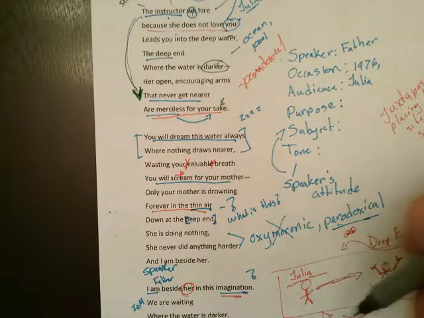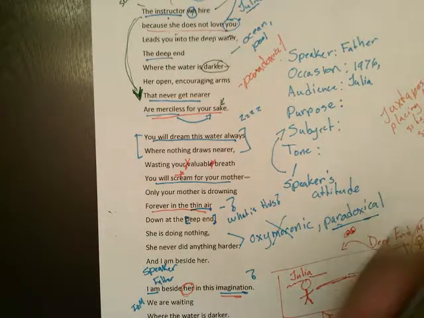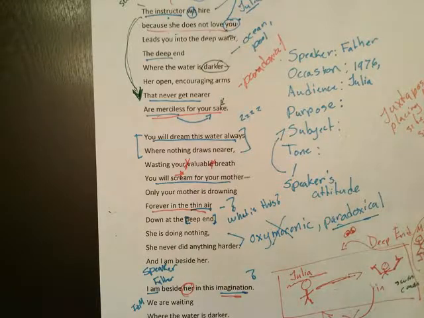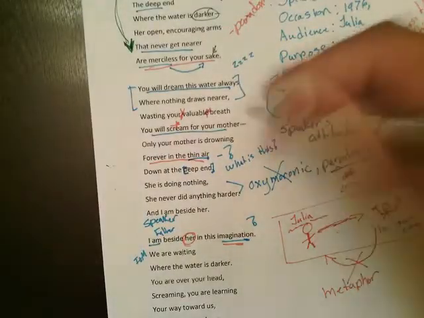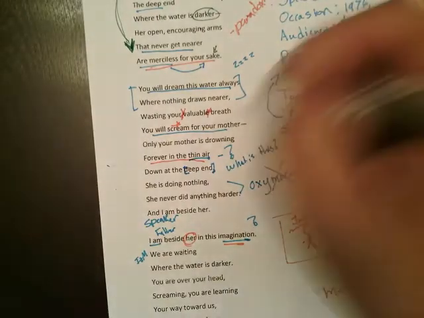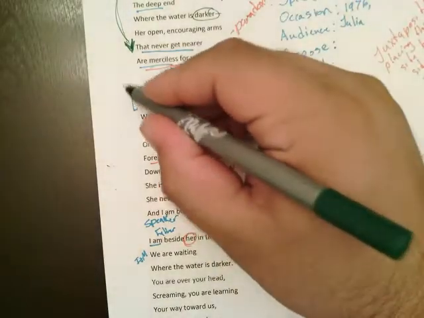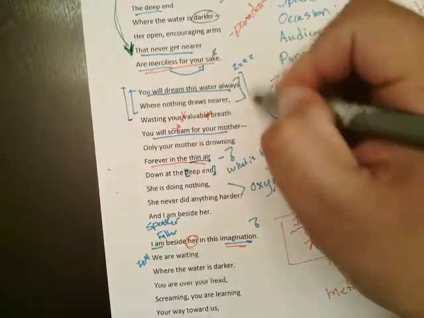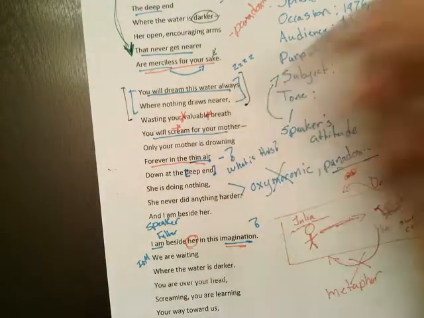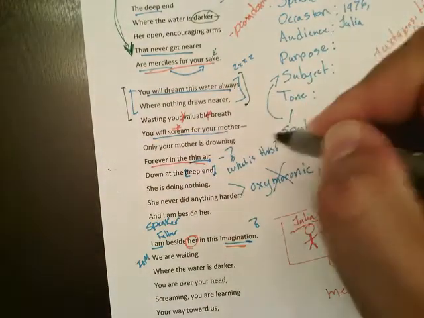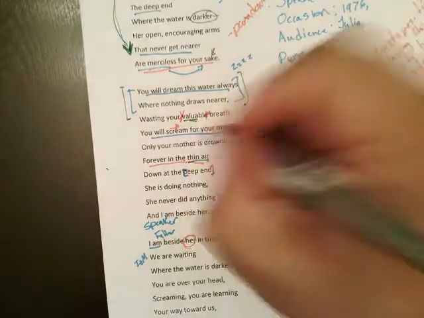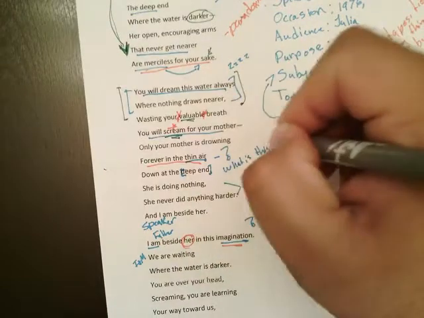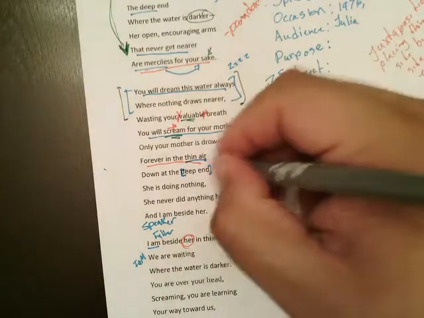And so that's why they hire her, because she can sit back and watch this occur and not get involved. You will dream this water always, where nothing draws nearer. Again, I still think this is him talking to his daughter, to Julia, saying you're going to remember this for your whole life, and you're going to dream about it, and you're going to waste your valuable breath. Again, valuable sticks out to me. You will scream for your mother. That definitely sticks out. Only your mother is drowning forever in thin air.